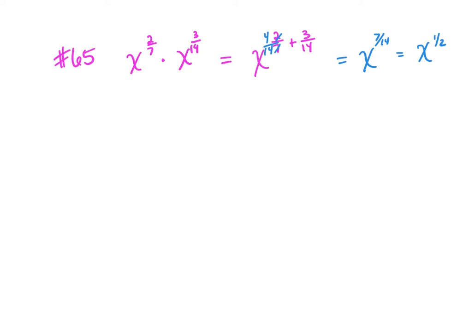If I say leave it in exponent form, this is exponent form. If I say leave it in simplest radical form, it would look like that. Remember, x to the 1/2 and the square root of x are the same thing. Those are the same thing.